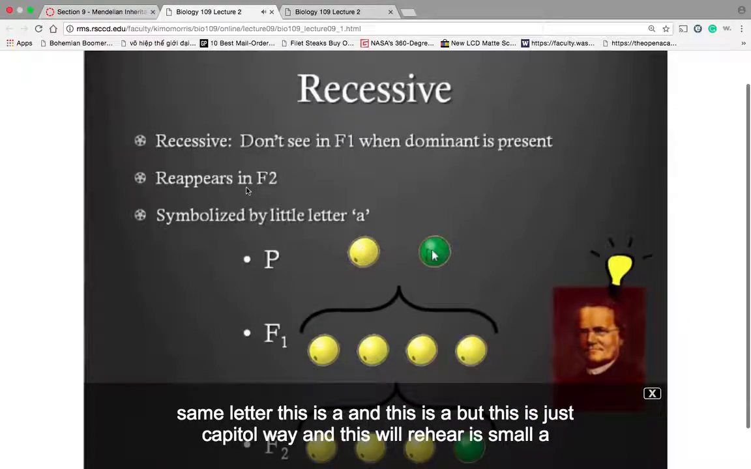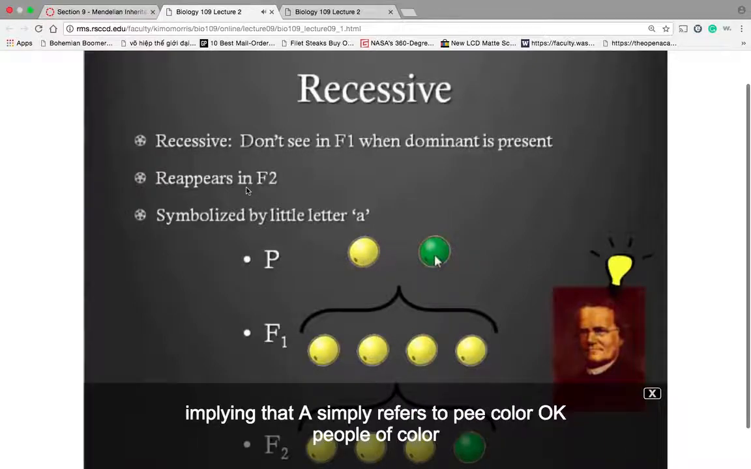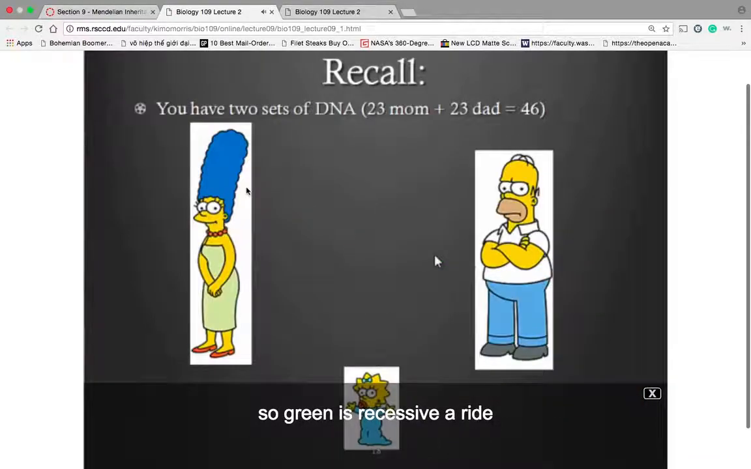And we give them the same letter. This is A and this is a, but this is just capital A, and this one over here is small a, implying that A simply refers to pea color, okay, pea plant color. So green is recessive. All right.